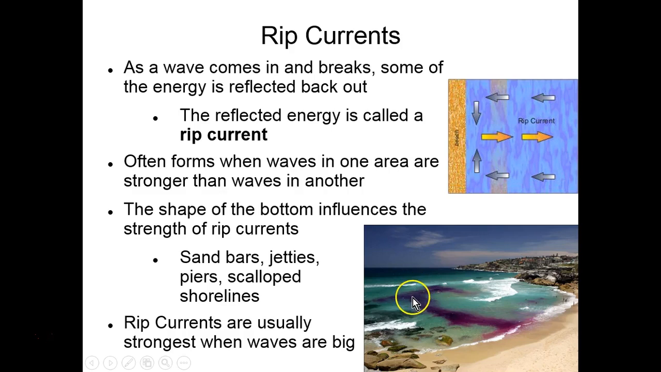So what you should do if you end up with that happening is just to swim parallel to the beach. Don't try to swim back towards the beach. You'll just end up getting tired, and that's how a lot of people drown. So what you want to do is just swim parallel to the beach so that you can get out of the rip current and back into where the waves are moving back onto the beach, and then you can swim back onto the beach.